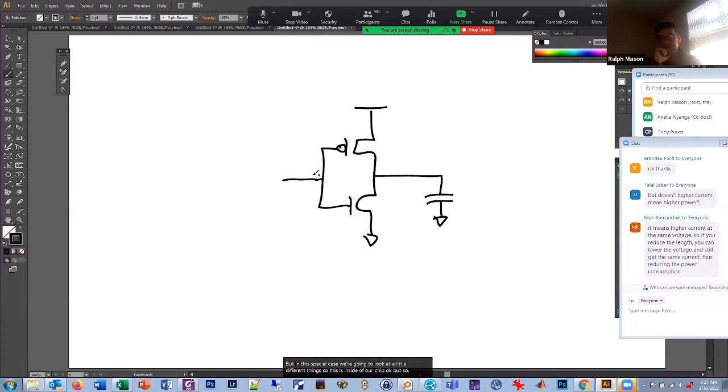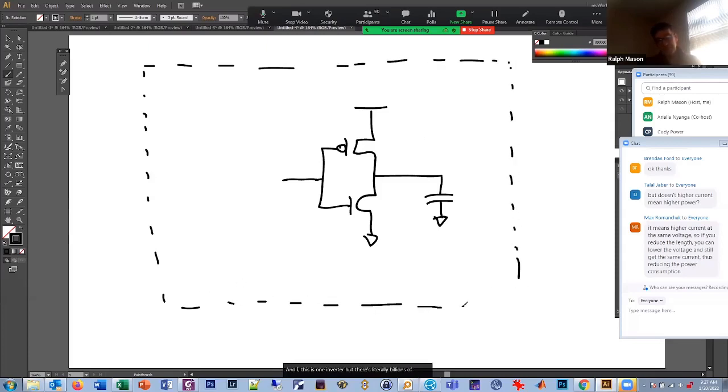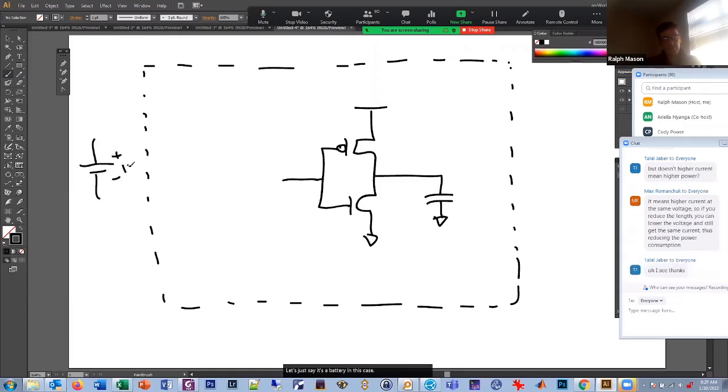But somehow we got to get power to our chip. So here's the boundary of our chip. And this is one inverter, but there's literally billions of these things inside of our chip. But somehow we got to get power. So outside of it, we have this power supply. Let's just say it's a battery in this case. Okay. And this is a 1 volt battery.